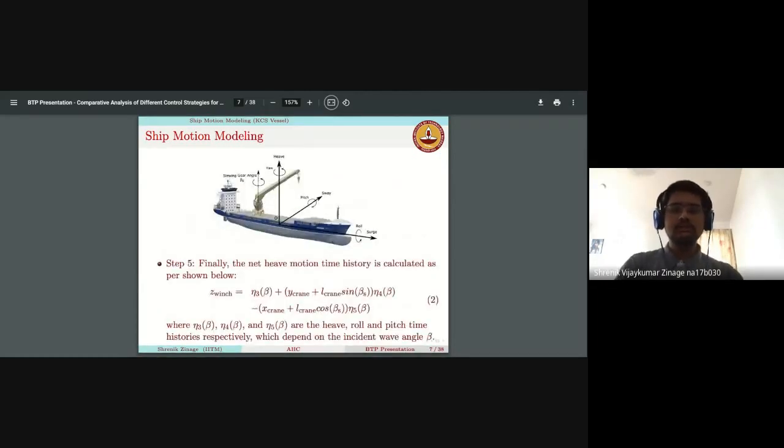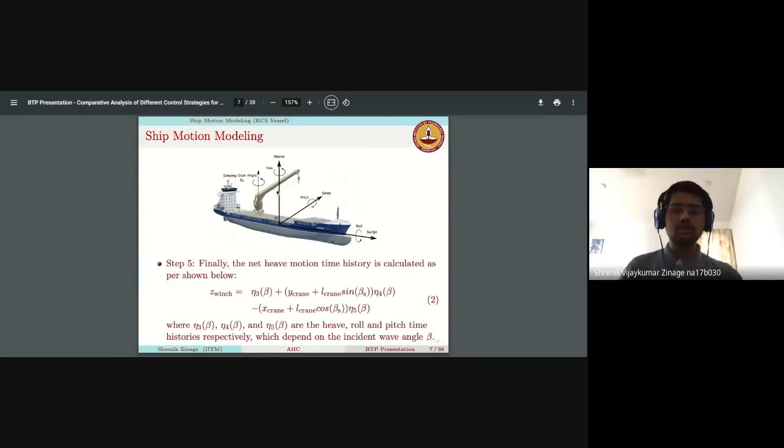So just say we have a ship and we have a crane placed over the ship, just say over here. It's not exactly matching with the ship's center of gravity. So just say it's located at some X and Y location from the body fixed coordinate system O. Our objective is to find the net heave at this point, the extreme end point.